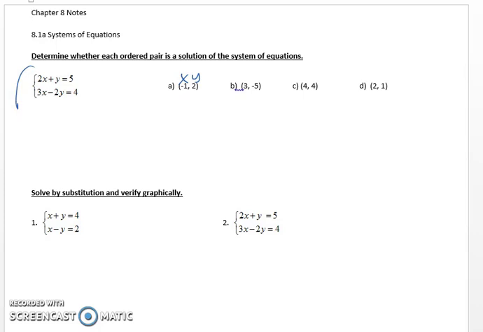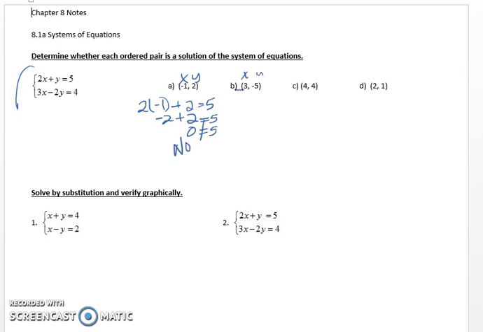So for instance, for A, if I plug in -1 for x and 2 for y, let's see what happens. So if I have 2 times -1 plus 2, does that equal 5? So 2 times -1 is -2 plus 2, that is not 5. That is 0. That doesn't work. So this is not a solution. A is not a solution. Okay? So then let's try it for B.